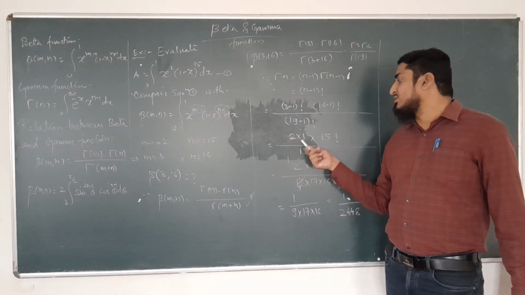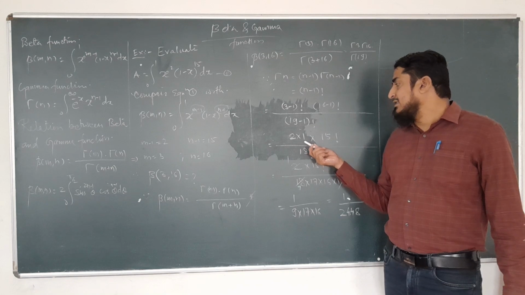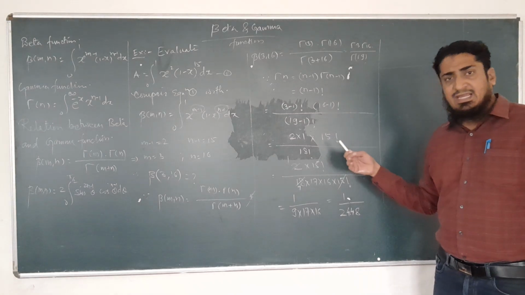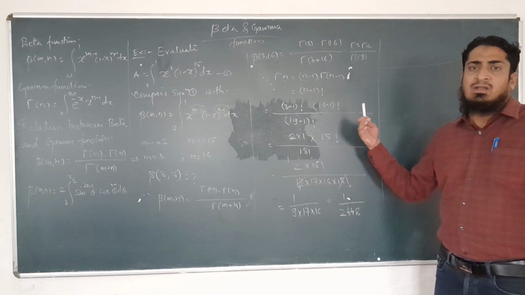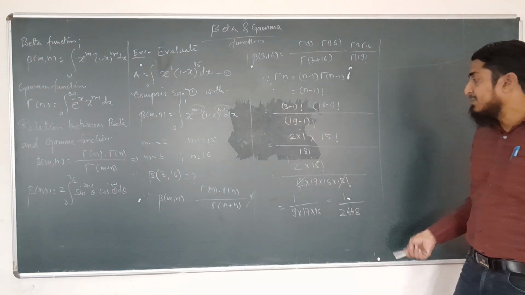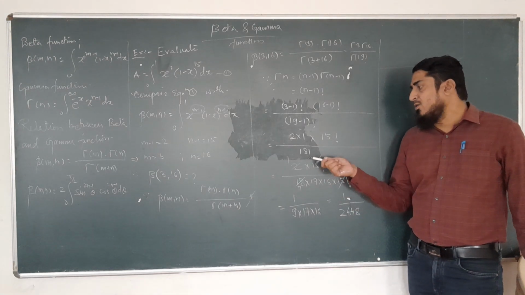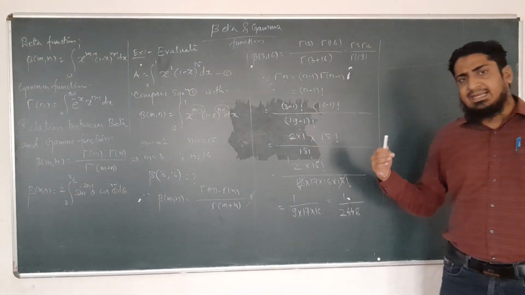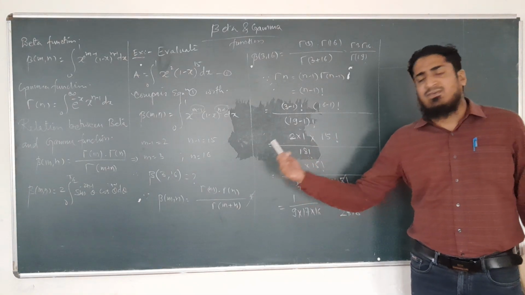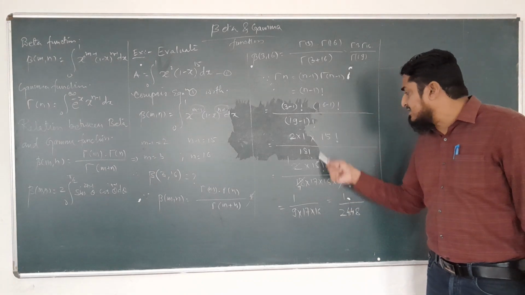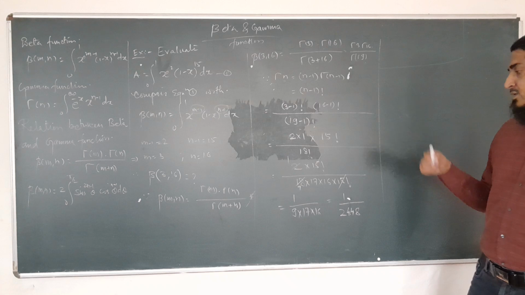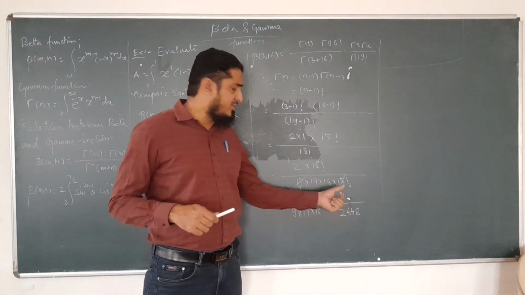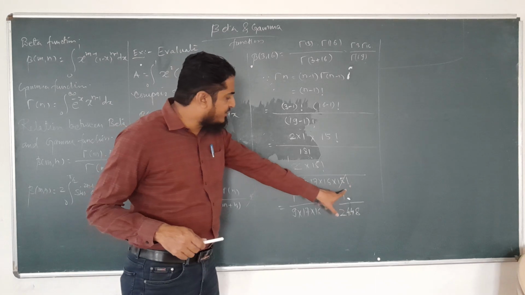3 minus 1 factorial means 2 factorial, and 2 factorial can be written in the form of 2 into 1. Similarly, we can write 16 minus 1 factorial as 15 into 14 into 13 into 12 and so on up to 3 into 2 into 1. But in the denominator we have 18 factorial, since 19 minus 1 factorial means 18 factorial, and we can write 18 factorial as 18 into 17 into 16 into 15 factorial. So we can easily cancel out 15 factorial in the numerator and denominator. Correct? Now 15 factorial and 15 factorial get cancelled.